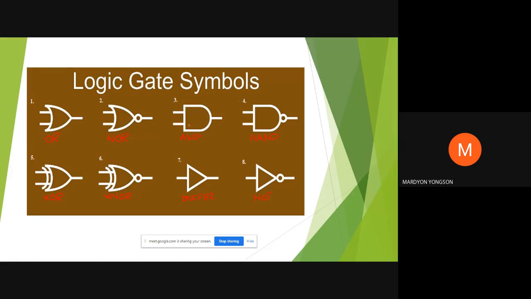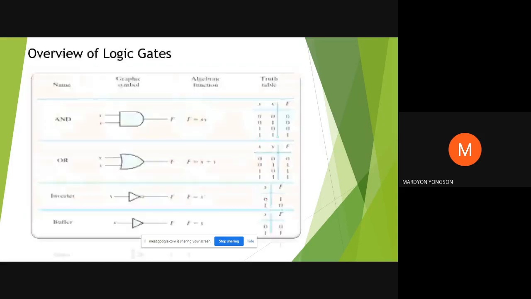Ayan, so for the logic gate symbols, meron tayong 8 gate symbols, and pag we design or create logic circuits, ito yung commonly makikita natin. So we have OR gate, NOR gate, AND gate, NAND gate, XOR gate, XNOR gate, the buffer, and then the NOT. So ito yung overview niya.